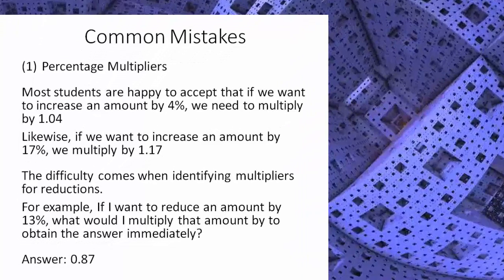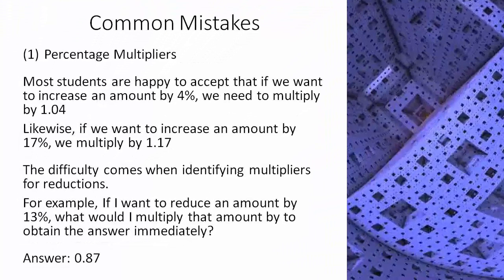Okay, percentage multipliers. Most students are happy to accept that if we want to increase an amount by 4%, we need to multiply by 1.04. This makes a lot of sense. The 1 keeps the value there. If you multiply anything by 1, it maintains its current value. And 0.04 is, of course, 4%. That's what 4% is. Just like 0.5 is 50%, 0.04 is 4%. So multiplying by 1.04 keeps the original value there, then adds on 4%. And so it gives you the answer straight away. If the question is increase £70 by 4%, just do 70 times 1.04 and you've got the answer.